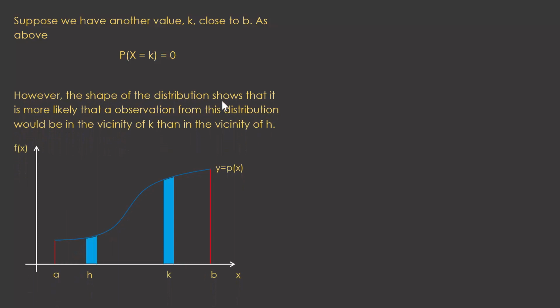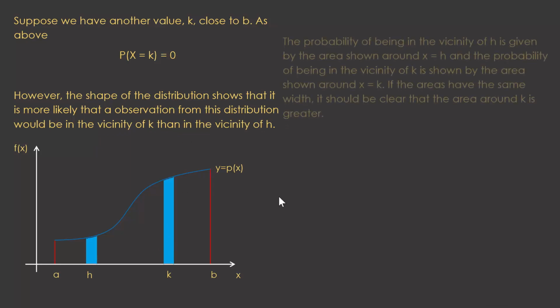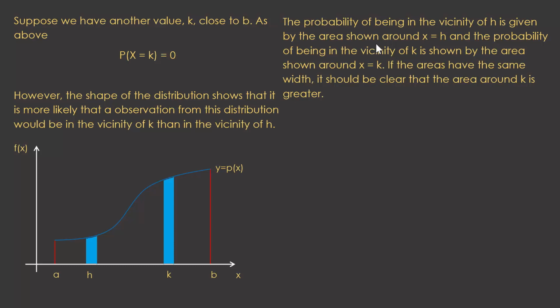However, the shape of the distribution shows that it is more likely that an observation from this distribution would be in the vicinity of k than in the vicinity of h. The probability of being in the vicinity of h is given by the area shown around x equals h, and the probability of being in the vicinity of k is shown by the area shown around x equals k. If the areas have the same width, it should be clear that the area around k is greater.